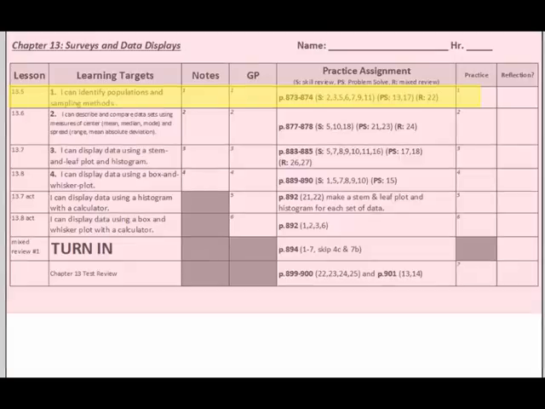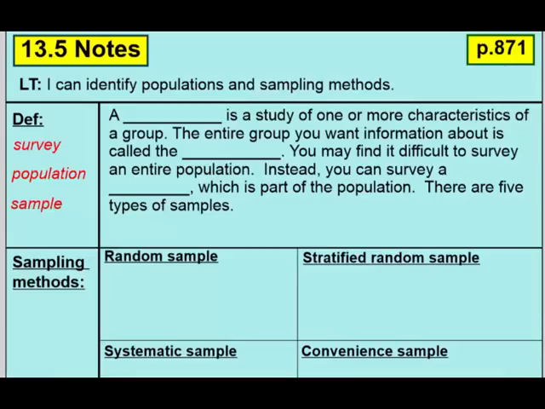Welcome back. You are listening to Chapter 13, the first lesson, which is 13.5. You're going to find it helpful that your textbook is open because there are many examples in the textbook that are going to help you understand the vocab, the terminology that's happening in this lesson here.